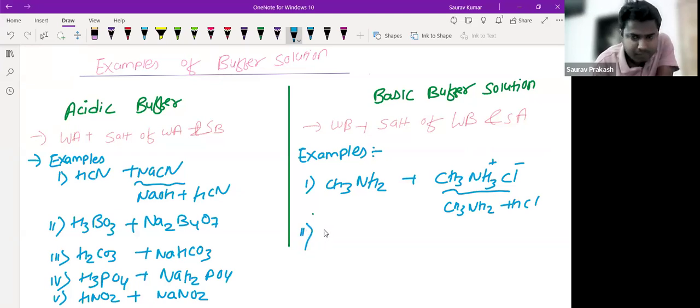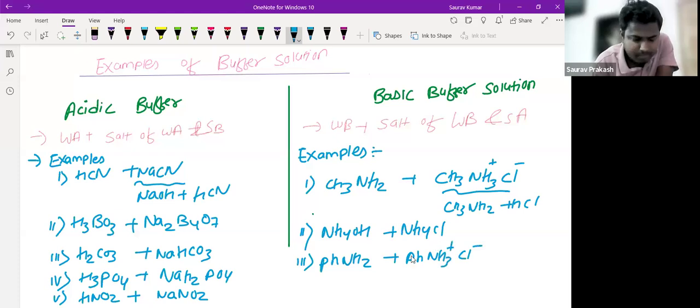Next example, NH4OH plus NH4Cl. Next example is C6H5NH2 plus C6H5NH3+Cl-. These are the combinations of a weak base and the salt of a weak base and strong acid. These are the basic buffer solutions.